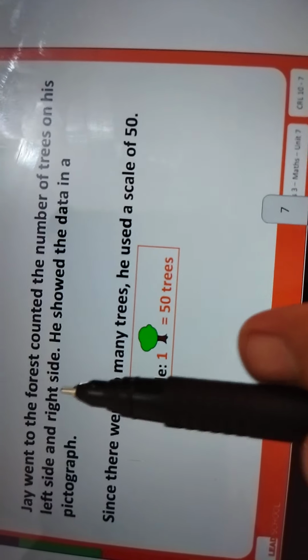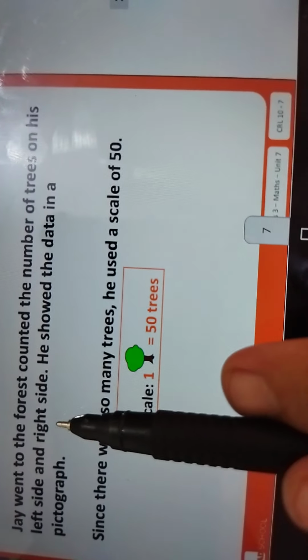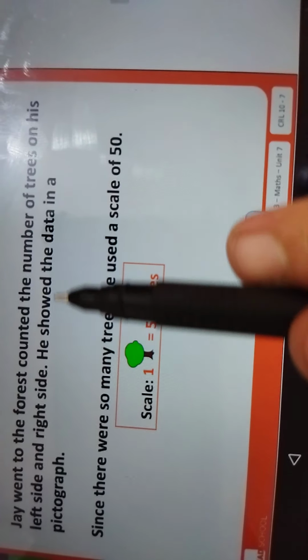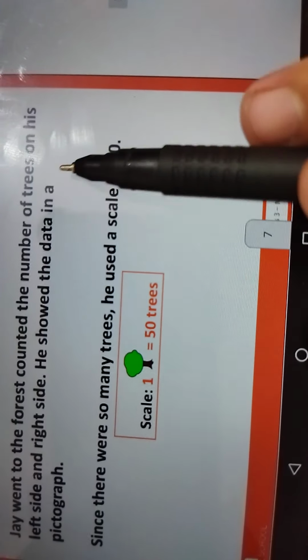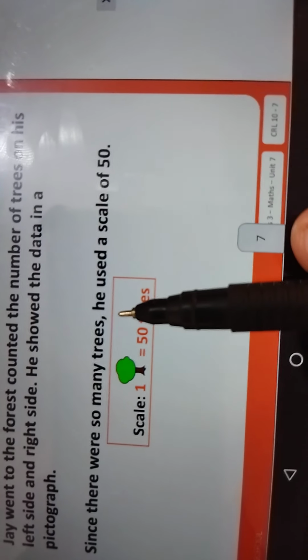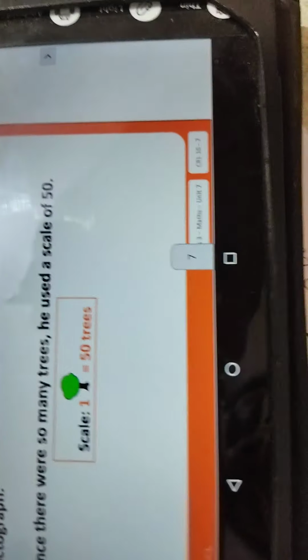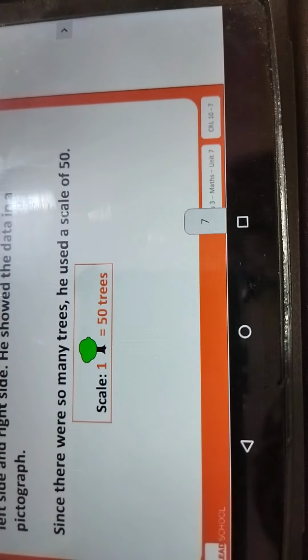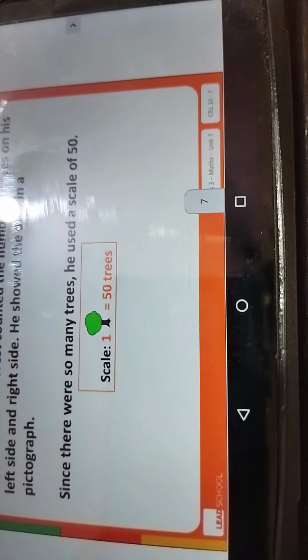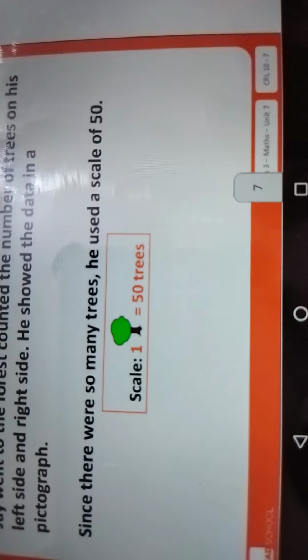Okay. Jay went to the forest and counted the number of trees on his left side and right side. He showed the data in a pictograph. Since there are so many trees, he used a scale of 15. 1 tree means 15 trees. In the apple example, 1 apple was 5 apples. Like that, here 1 tree is equal to 15 trees.